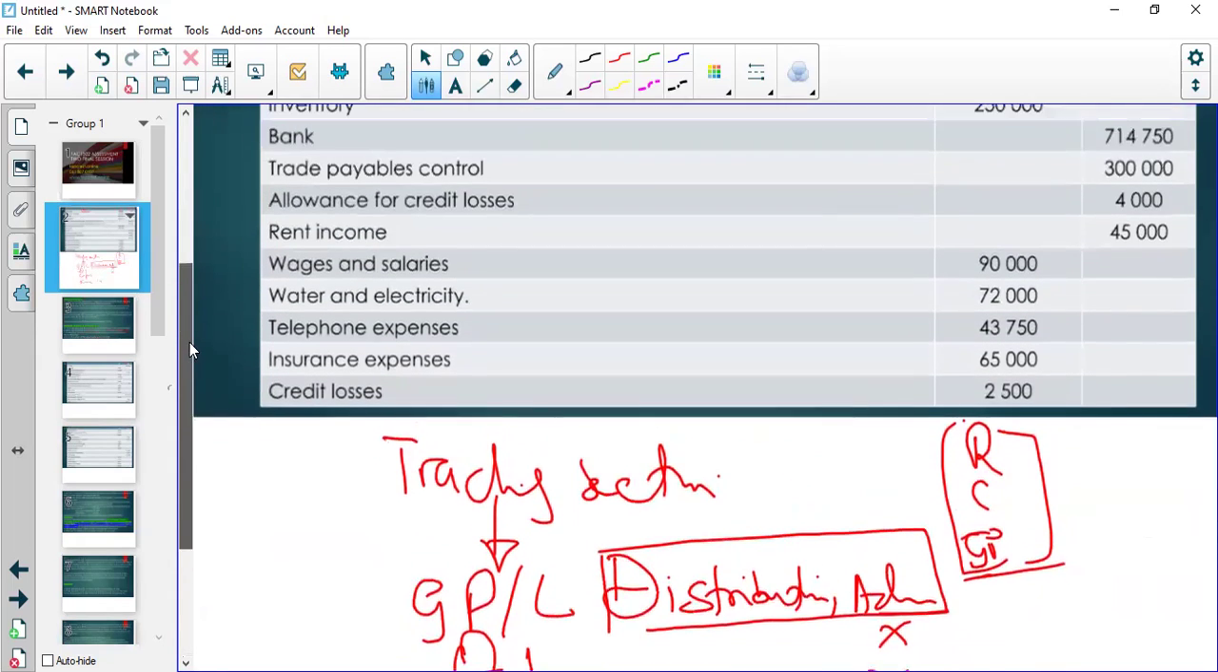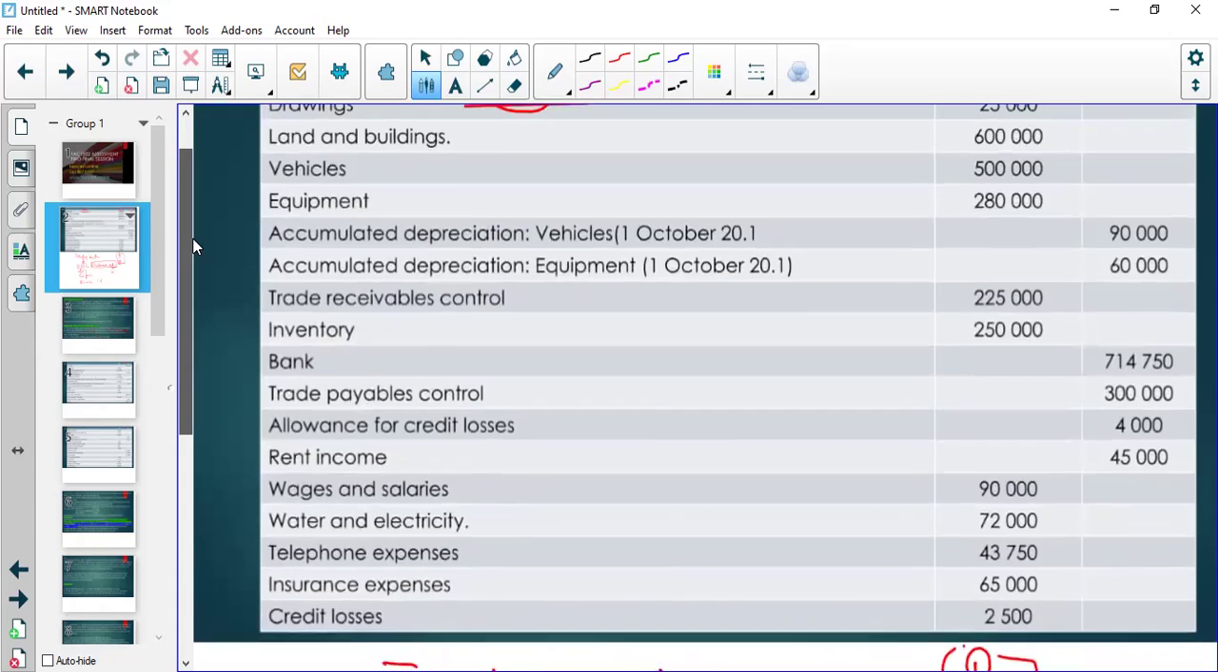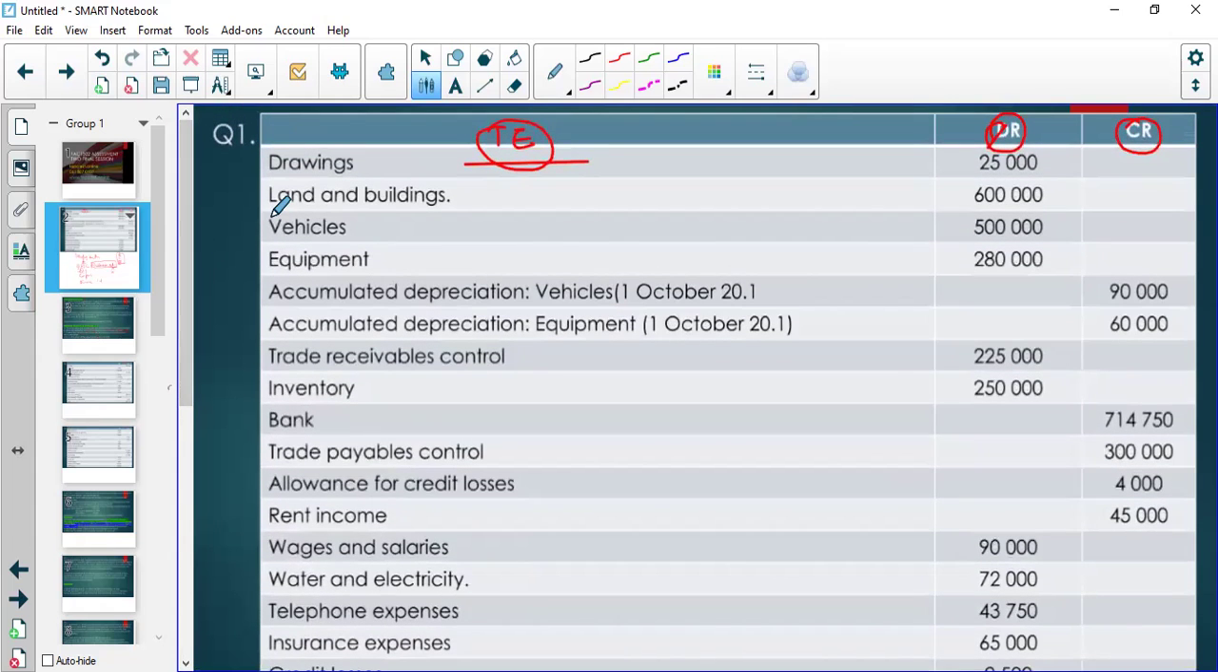So now, if you want, you can start by looking at what you are going to categorize as a current asset. Trade receivables control is a current asset, so you want that. Inventory is a current asset, you want that. Bank is supposed to be a current asset, but if you look, it's on the credit side, so it's a current liability because that's a credit balance of the bank, right? That's a bank overdraft, so that's a liability.